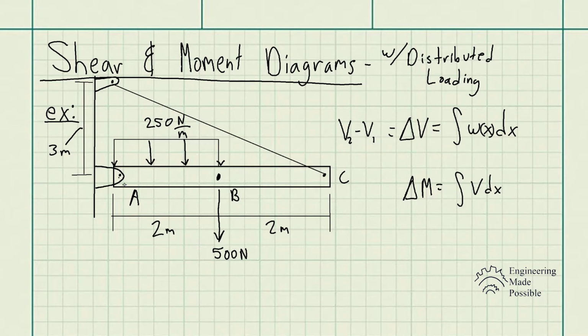So in this case, point 1 could be point A, and point 2 would be the next point, which is point B. Now the change in moment is equivalent to the integral of the shear with respect to x. Once I'm drawing the shear and moment diagrams, this will be a lot simpler. But essentially, the change in shear is the area under the loading curve, Wx, and the change in moment is the area under the shear curve that we're going to be drawing. So the change in moment, M2 minus M1.